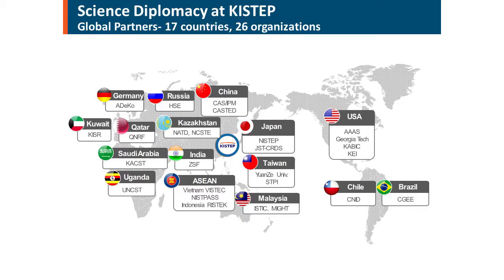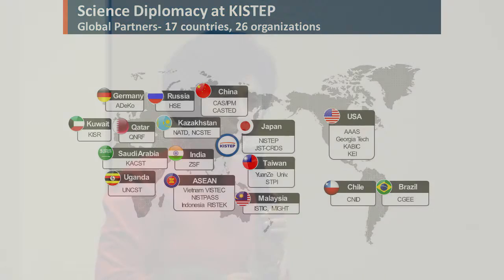We have been doing many science diplomacy activities during the last 17 years of KISTEP. Globally, we have 27 partner organizations from 17 countries, including the USA. And just this morning, we signed a formal MOU with AAAS. Our partners extend from Japan, China, Kazakhstan, and Qatar, and so on, even to Chile in Latin America.